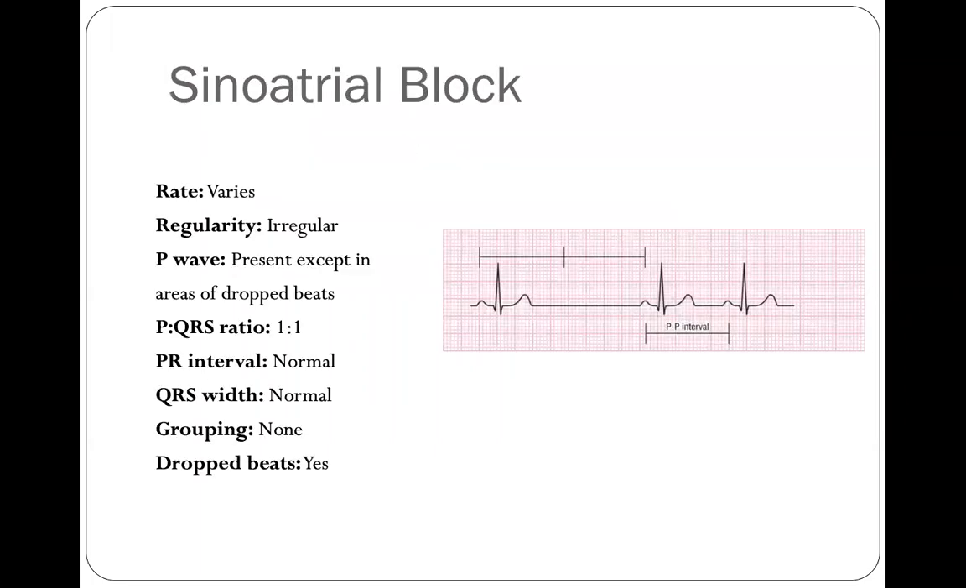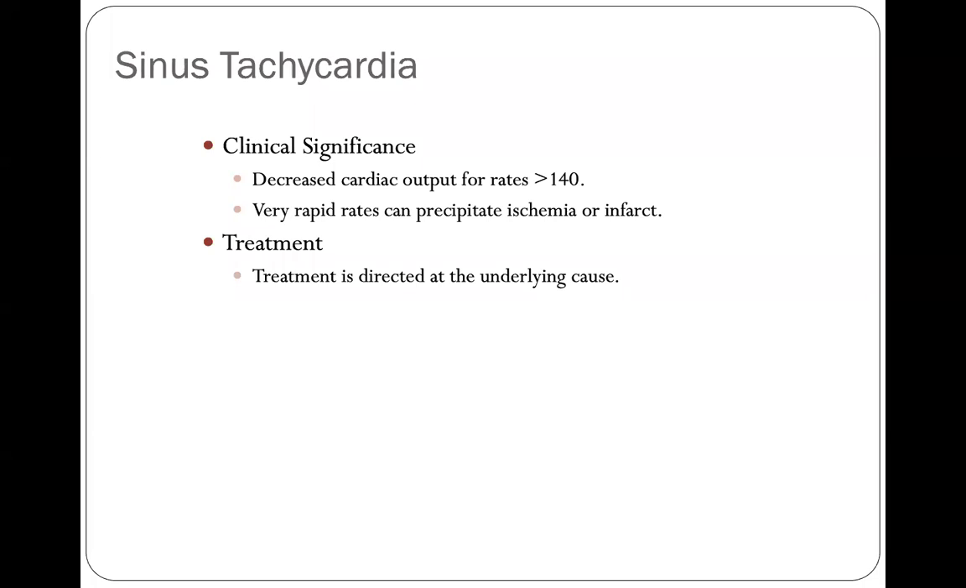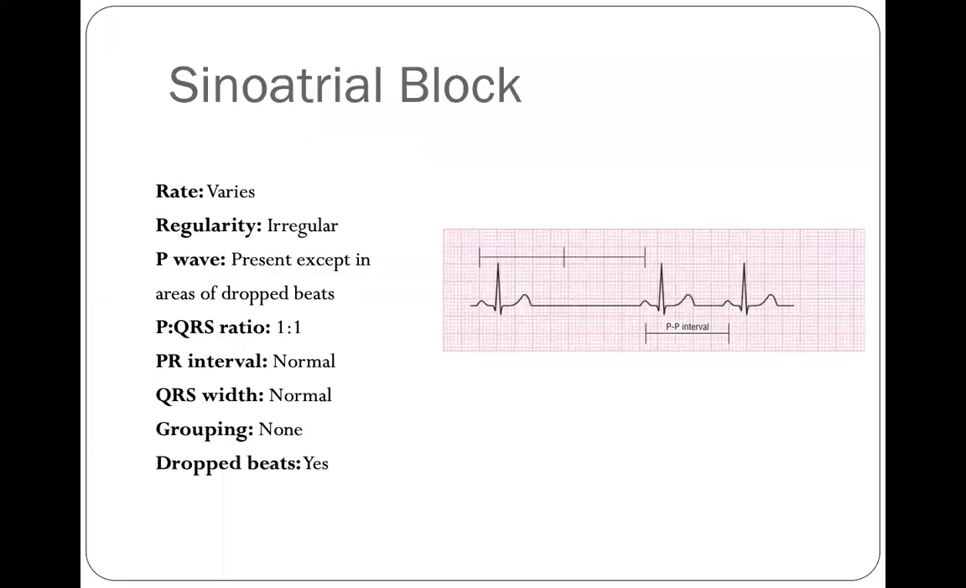Okay, so those are the rhythms. The rhythms are normal sinus rhythm, sinus bradycardia, sinus tachycardia, sinus arrhythmia. Now we have two things that are in a rhythm to look at. A sinoatrial block is something that happens within a sinus rhythm. So if we have a sinus rhythm, we can have a sinus block as well.